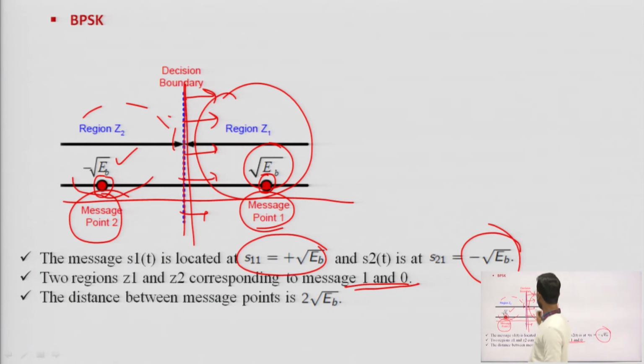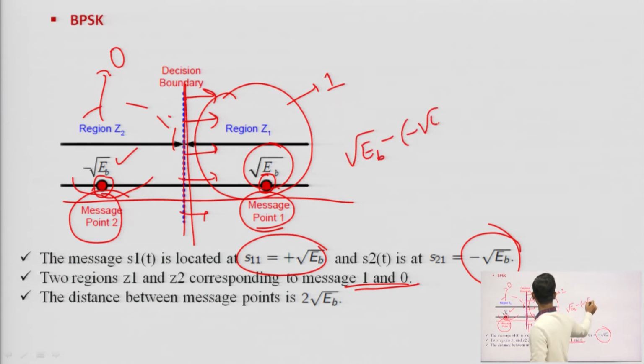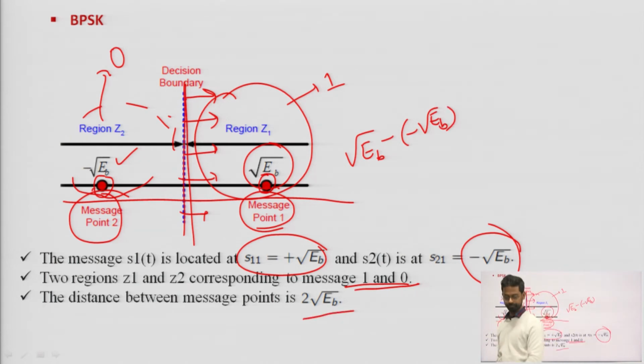So Z1 belongs to 1 and Z2 belongs to 0. The distance between the message points is root Eb minus minus root Eb, which is nothing but 2 root Eb. Sorry.